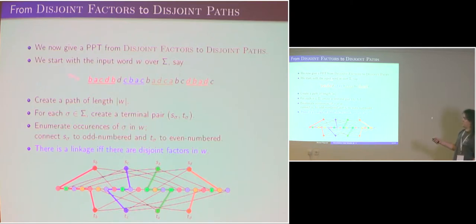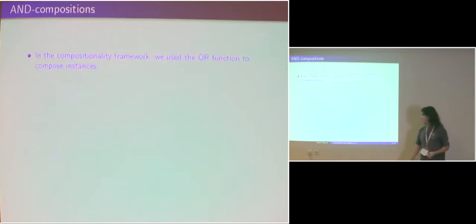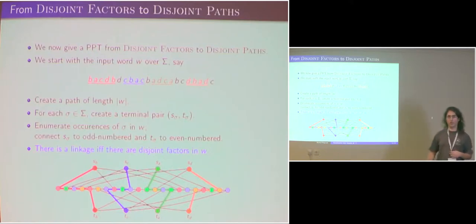On the other hand, if you have a solution to disjoint factors, you can always assume that the factor for, say, letter B is spanned between two consecutive appearances of B, because I could always shrink it if there was a B in the middle. So it is always spanned between some even occurrence and some odd occurrence, or vice versa. So this gives me also such a path, either from odd to even, or from even to odd. So there is a linkage if and only if the original instance had a solution. So this is a proper polynomial parameter transformation from disjoint factors to disjoint paths. So the bottom line is that disjoint paths do not have a polynomial kernel unless bad stuff happens.